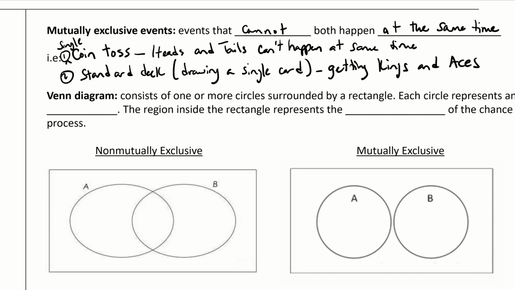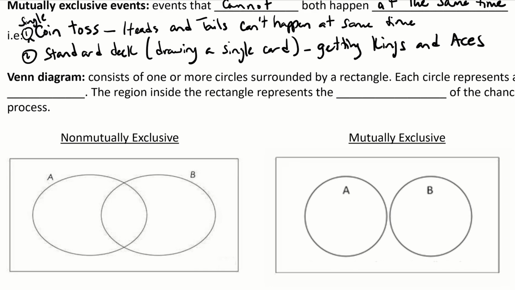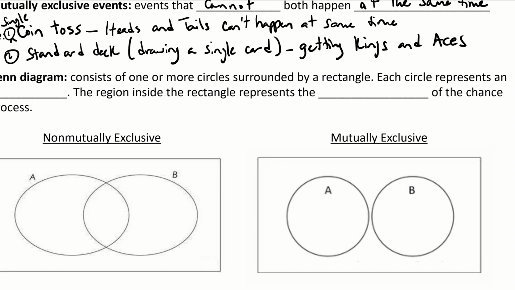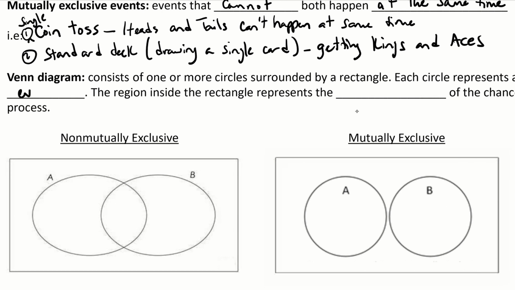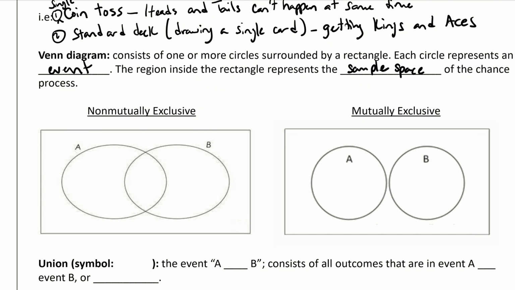In a Venn diagram, we show mutually exclusive events as events that do not overlap. Right. So a Venn diagram consists of one or more circles, and usually you have a rectangle around it. Now the circle represents a particular event, and then the region inside the rectangle is the sample space. Okay, so everything inside the rectangle represents the sample space, and if you recall, the sample space is the set of all outcomes that can happen, right, in that particular environment, or experiment.